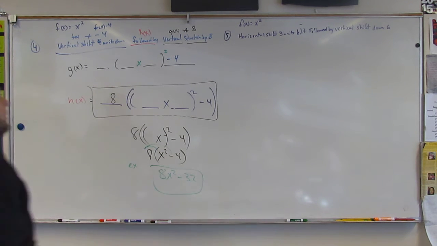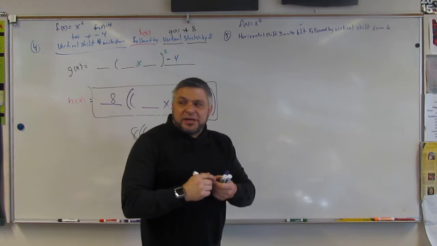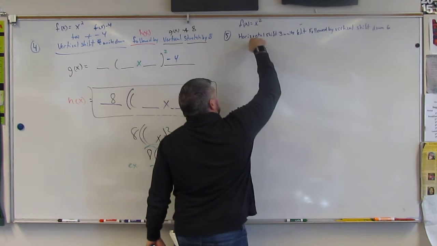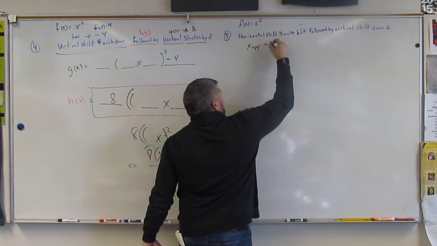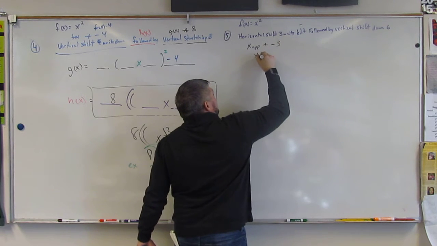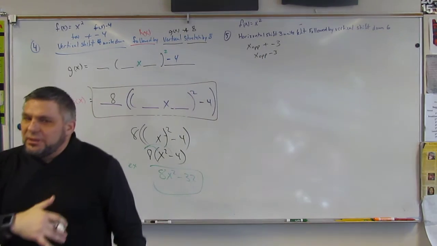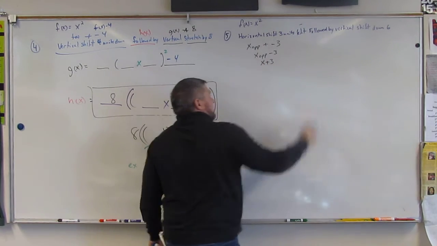So, horizontal shift, what does that mean? Horizontals do the opposite, right? Horizontals is x opposite. Shift plus. Left minus. So that's x opposite minus 3. What's opposite of minus 3? Plus 3, right? So it's going to be x plus 3.